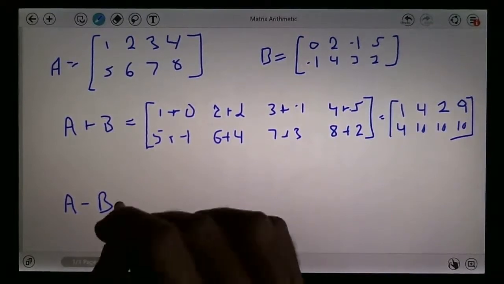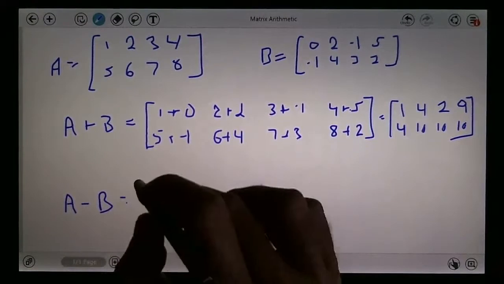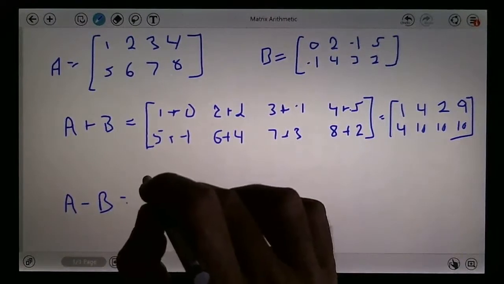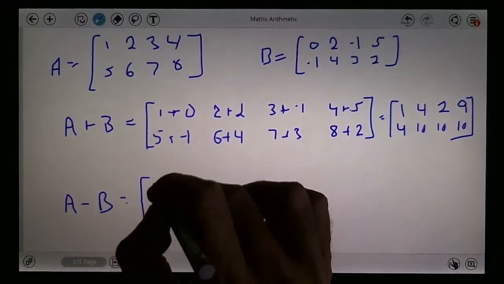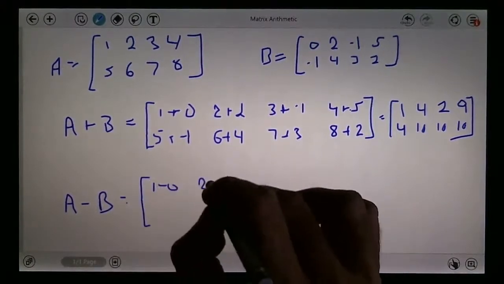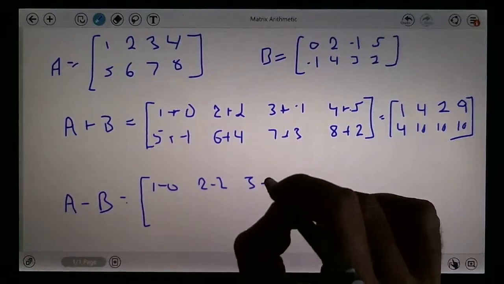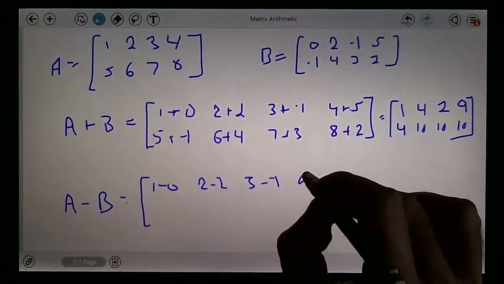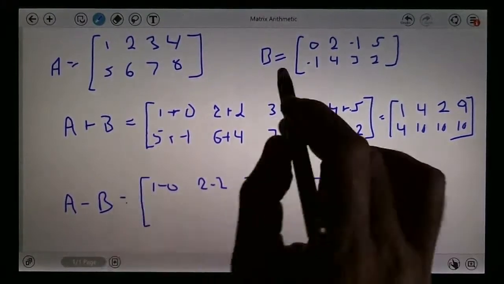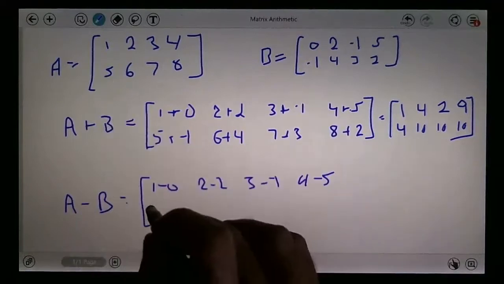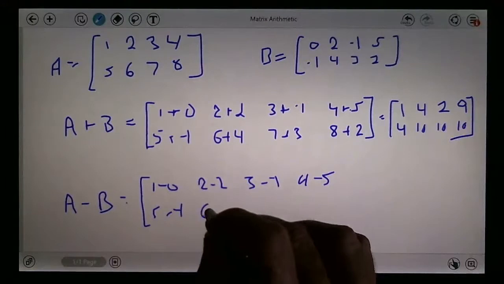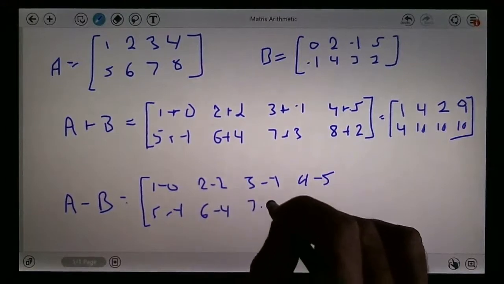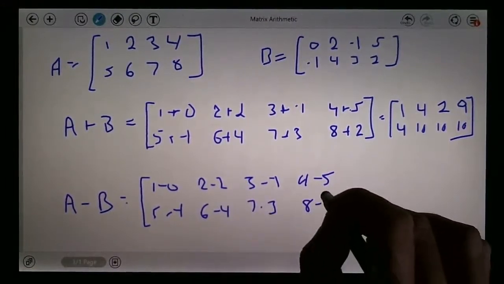How do you subtract them? Well, in a very similar way. You're just going to subtract corresponding entries. So 1 minus 0, 2 minus 2, 3 minus negative 1, 4 minus 5. Down that one, 5 minus negative 1, 6 minus 4, 7 minus 3, 8 minus 2.